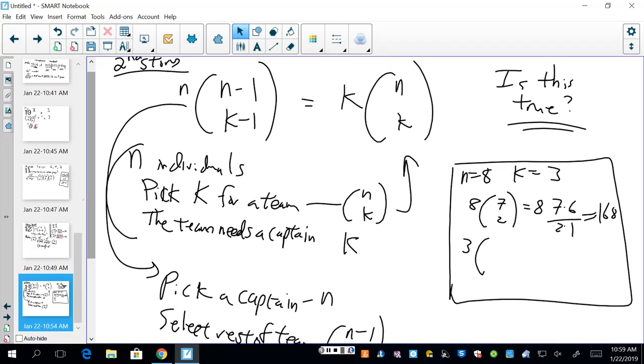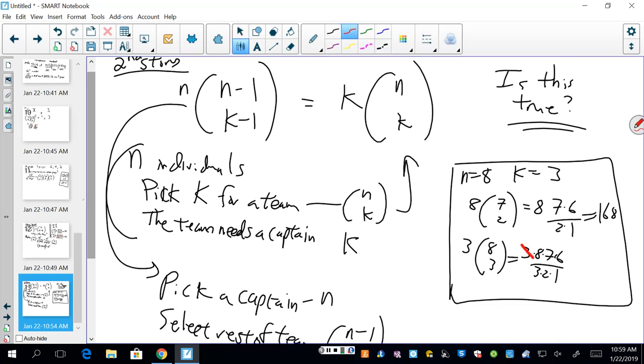We're choosing 8 choose 3, and then multiplying by 3, so 3 times 8 times 7 times 6 over 3 times 2 times 1. And there's a cancellation here of those 3's. And so again, you're getting 168. It works out in a particular numerical example. Sometimes working through a particular numerical example makes it a little more concrete.